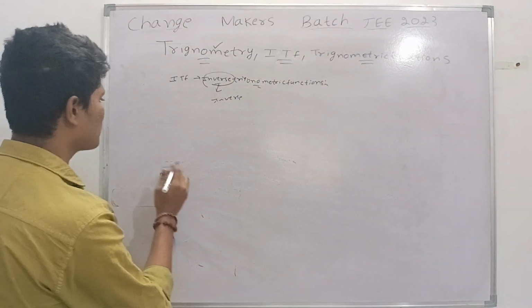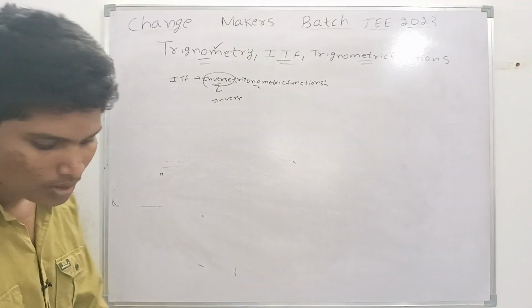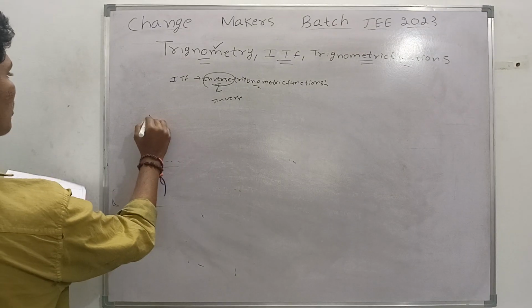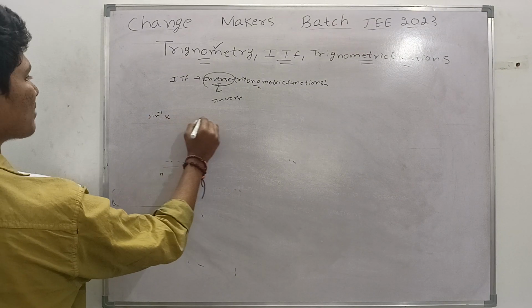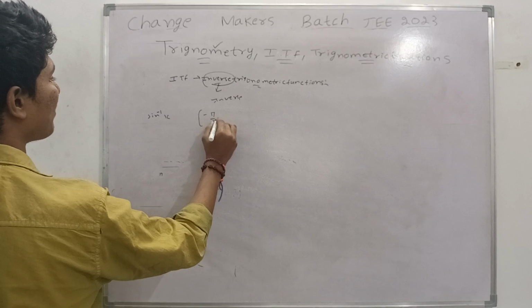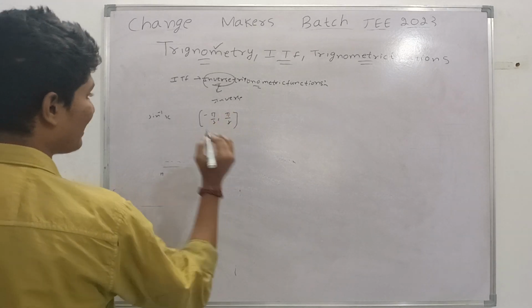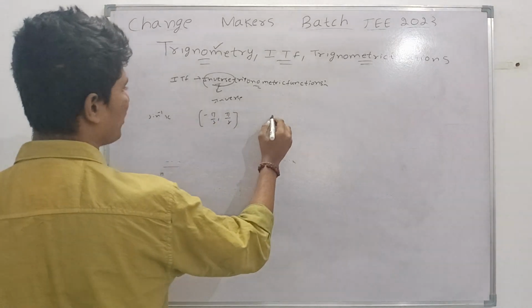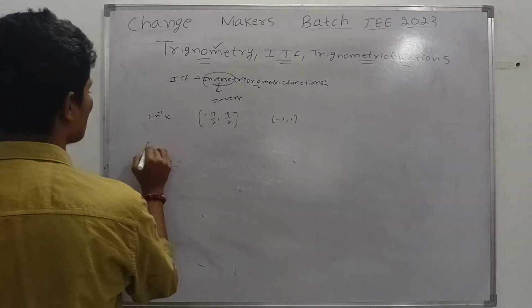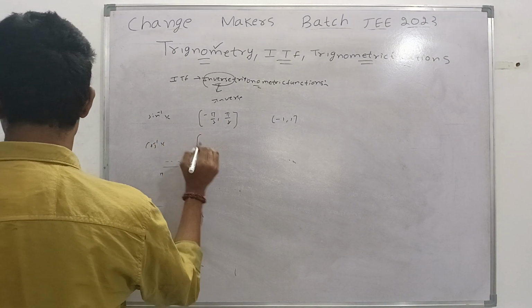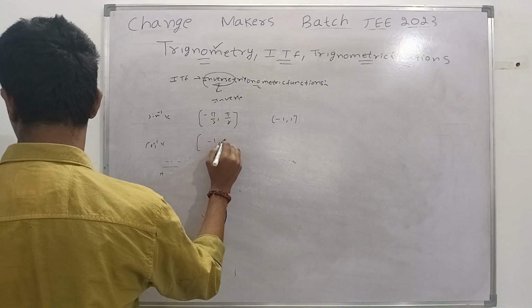So what are the domains? You have to see clearly. So basically, what is the domain of sin inverse x? I will explain each and every graph. Sin inverse x has domain minus 1 to 1 and range minus pi by 2 to pi by 2. And what is the cos inverse x graph? Cos inverse x domain is minus 1 to 1.